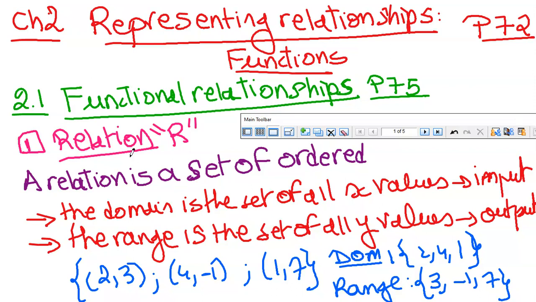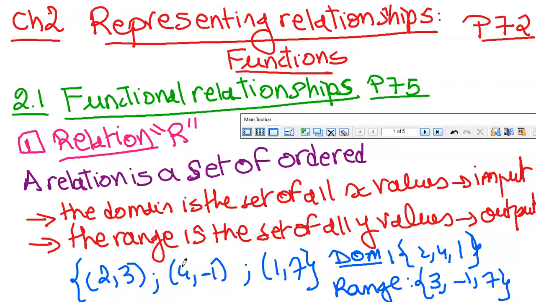First, let's define what a relation is. The symbol of a relation is R. You see the letter R. A relation is a set of ordered pairs. It means I have two values. The first value we call the domain. The domain is the set of all the x values, and we also call it the input. The second value is the range, the set of all the y values, and we call it the output.